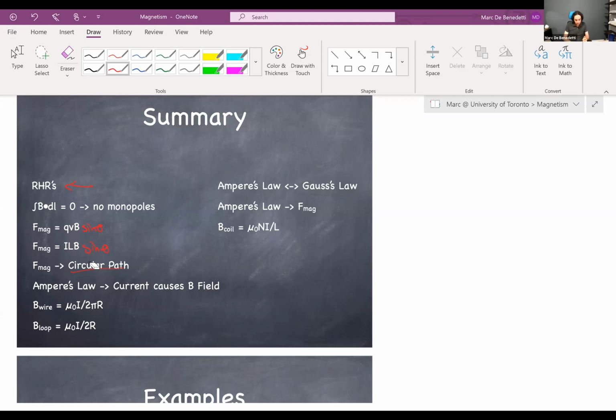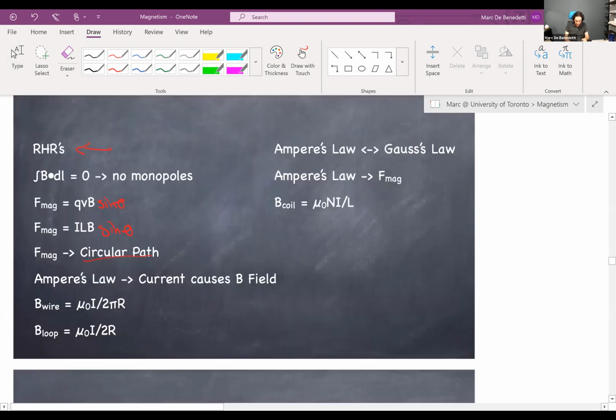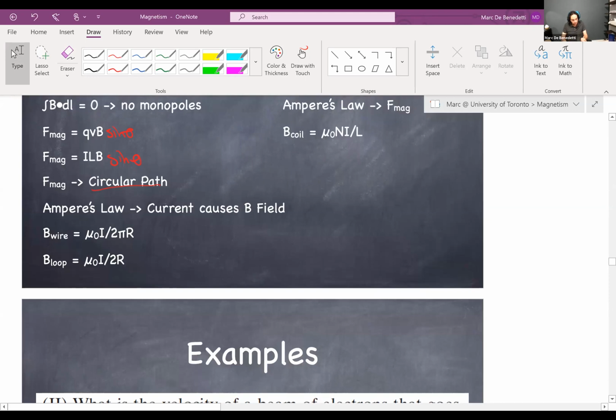And then using Ampere's law, you can actually solve, oh, there's that weird jumping nature again. Using Ampere's law, we can actually mathematically solve for the B field in a wire as well as a coil.